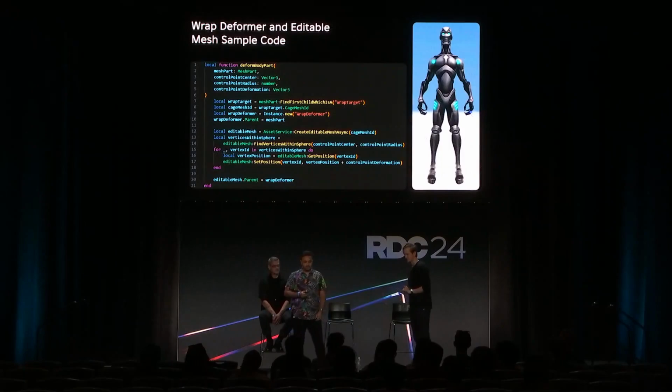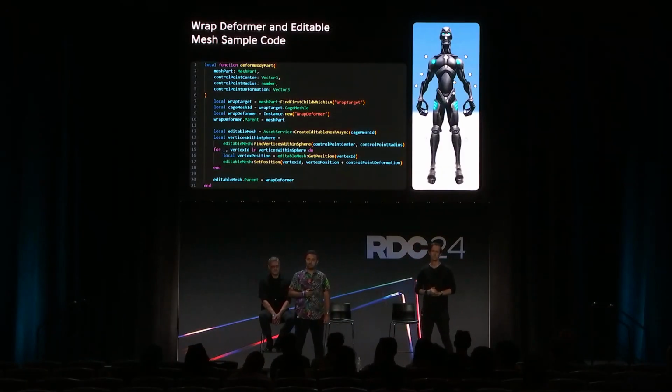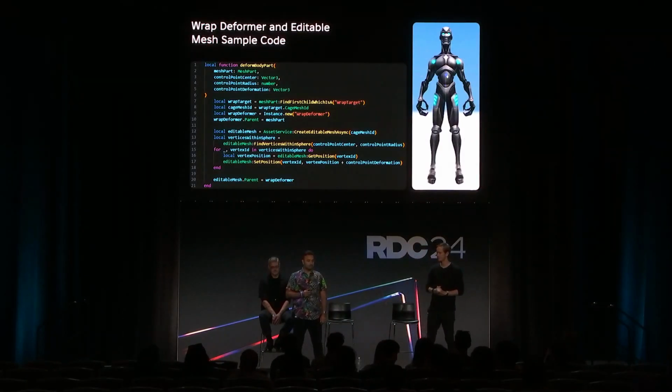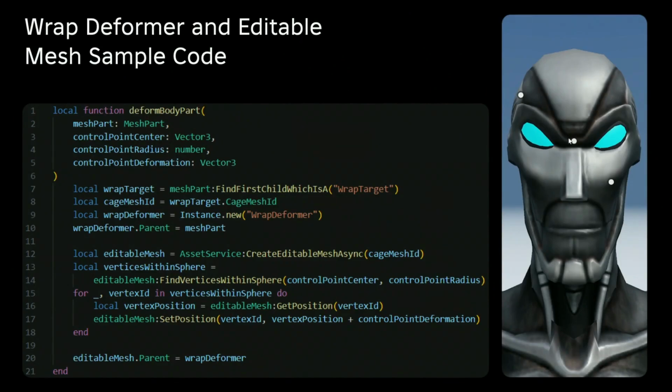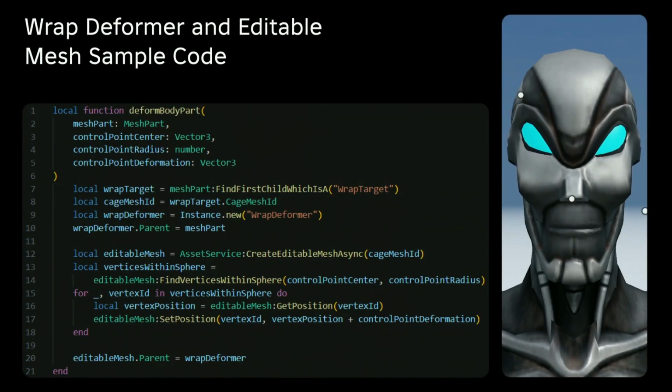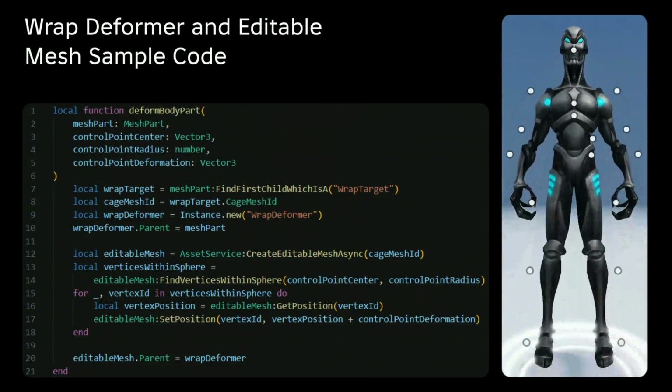Now, I'm going to hand it off to Faraz to explain in a little more detail how these APIs actually work and how you can implement in-experience creation within your experience. Thank you, Charlie. So in order to enable in-experience creation of avatars in Roblox, we are introducing 3 new API surface areas. First one is wrap deformer and editable mesh. Second one is editable image. And then the third one is prompt create avatar async.